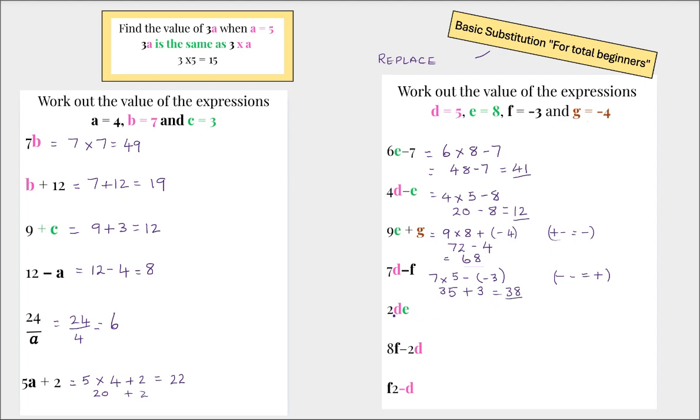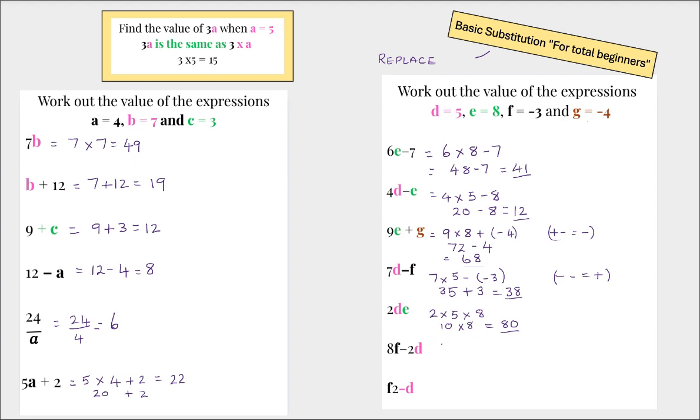And we've got this one, 2de. Well, it's just the same. It's just multiplication. So it's 2 times d. What's d? 5. 2 times d times e. e is 8. 2 times 5, 10. Times 8. So the answer is simply 80. So take it in steps. You don't have to look at it and go 2 times 5 times 8, what's that? Just break it down. So 2 times 5 is 10. 10 times 8 is 80.